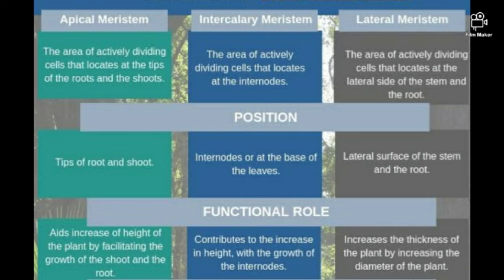Where is the position exactly? The tips of the root and shoot in apical meristem. Intercalary is present at the internodes or base of the leaves. The lateral meristem are present at the lateral surface of the stem and the roots. Their main function: the apical meristem aids in the increase of height of the plant by facilitating the growth of the shoot and the root. The intercalary meristem contributes to the increase in height with the growth of the internodes, and the lateral meristem increases the thickness of the plant by increasing the diameter of the plant.